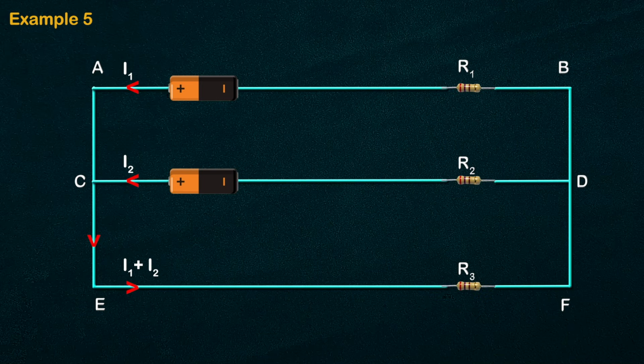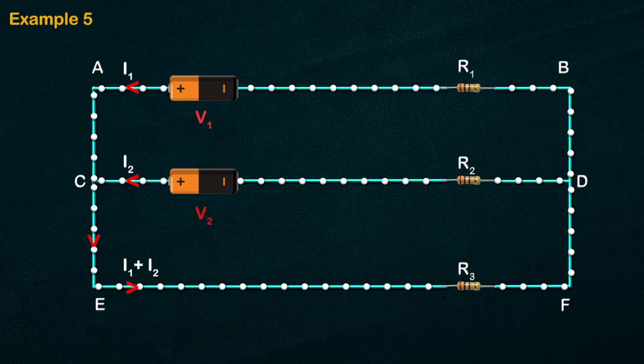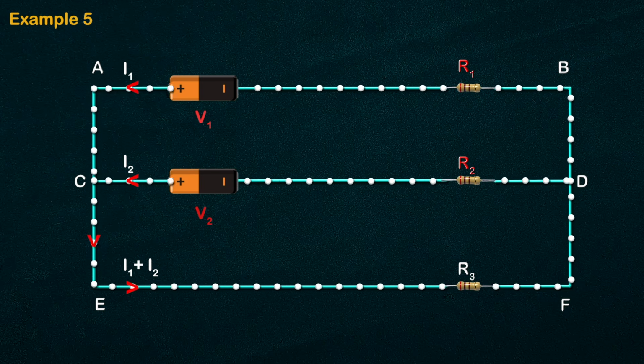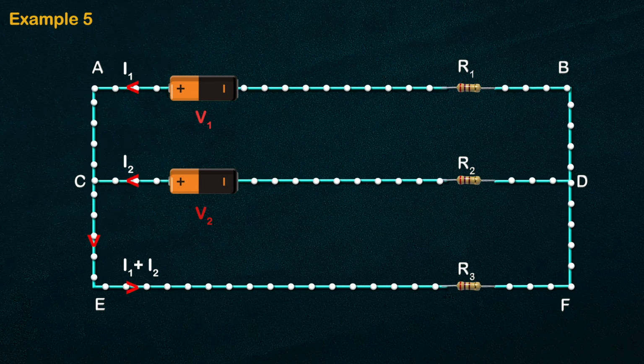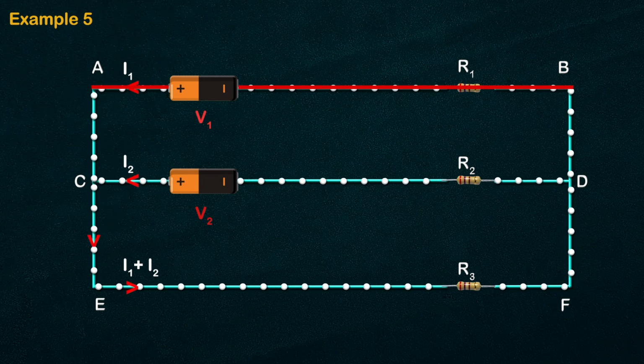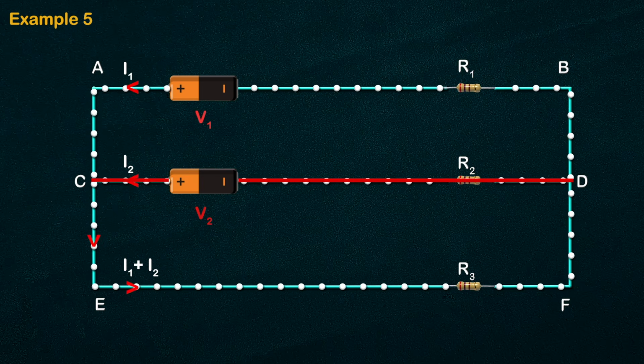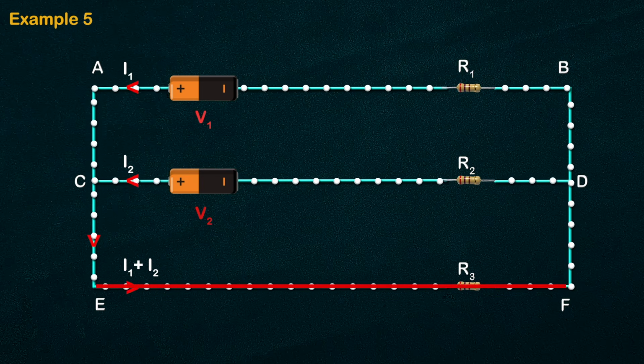Example 5. In the given circuit, find the loop equation for all the potentials. A circuit with two batteries with potential differences V1 and V2 and resistances R1, R2, R3 are connected as shown. Let the current flowing in AB be I1, in CD be I2, and in EF be I1 + I2.